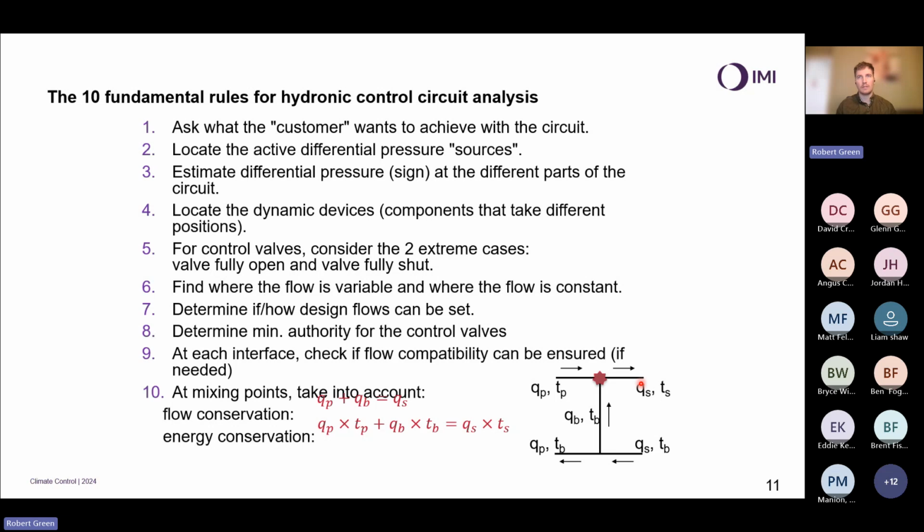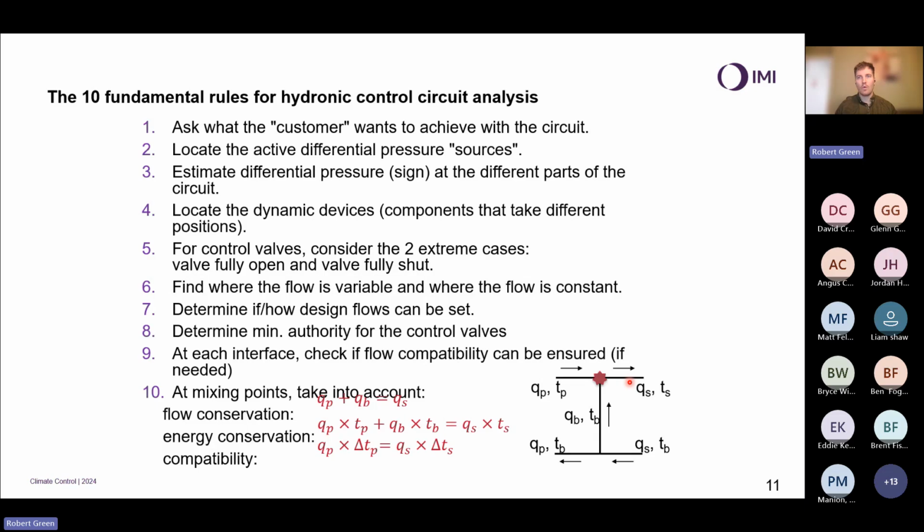And really importantly, energy conservation, ensuring that the flows between the primary and the bypass are correct based on their temperatures to achieve the flow we need on the secondary side of the circuit at the temperature we need to achieve it at. And this will make a little bit more sense when we talk about injection circuits later on in this webinar, and compatibility between my differential temperatures on the primary and secondary side.